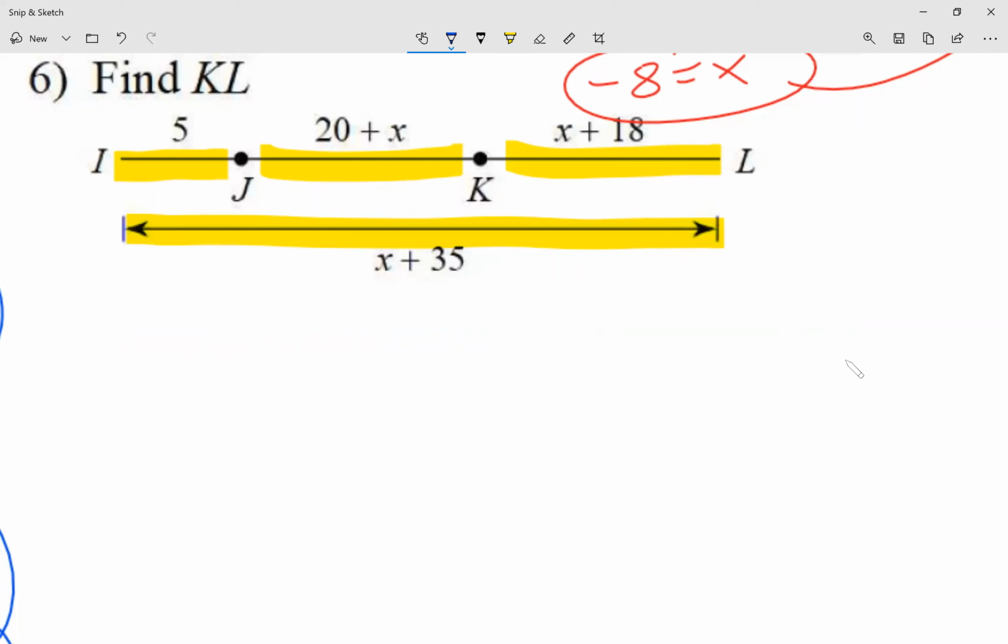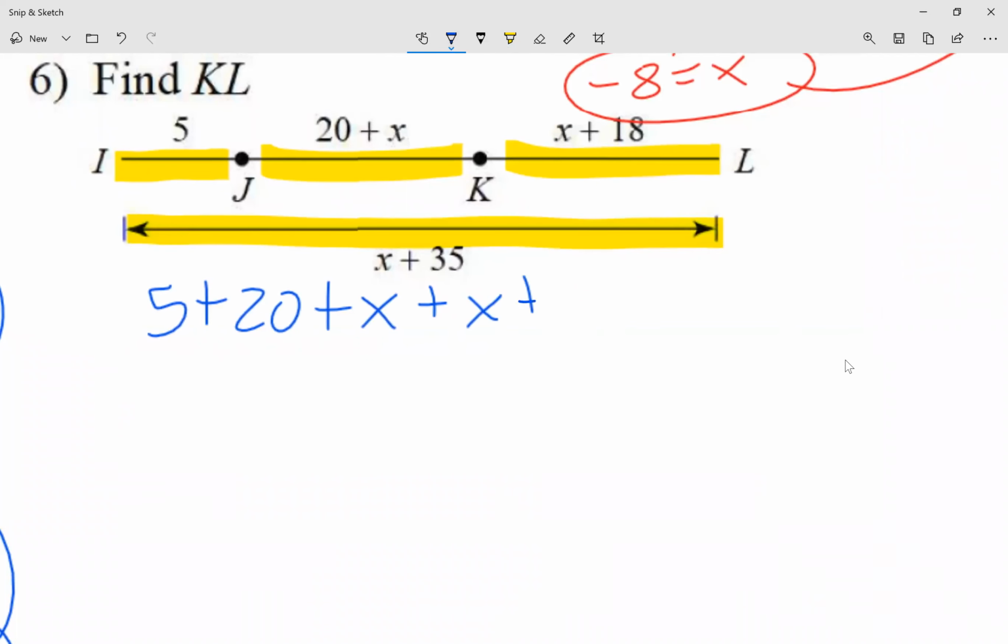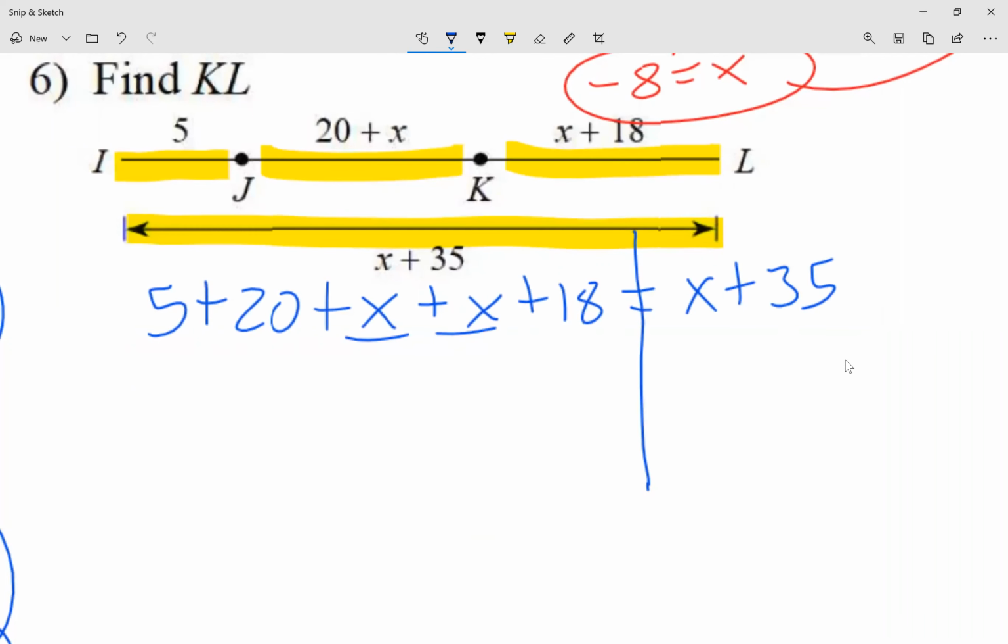So the way I'm going to set this up, I'm going to go 5 plus 20 plus x plus x plus 18. Notice I added the 3 small segments, and this is equal to x plus 35, which is the big segment. Let me separate them at the equal sign. So on the left side, let me combine like terms. 1x plus 1x is 2x. 5 plus 20 plus 18 is 43. And this is equal to x plus 35.